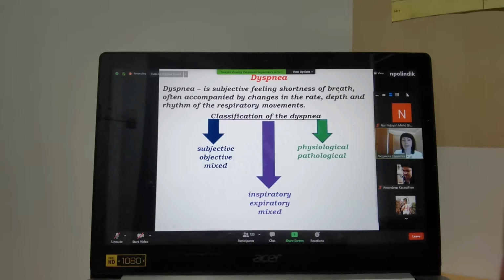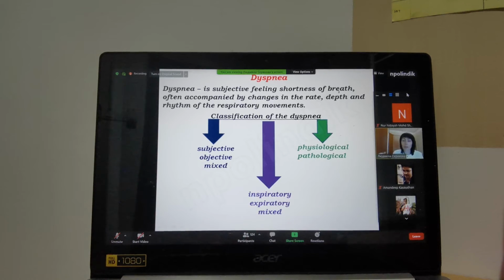The next complaint is dyspnea. What is this? What can patients feel? Patients feel shortness of breath, like disorders of breathing, and this condition can be accompanied by disorders of the rate, rhythm, and depth of respiration. Sometimes somebody can feel difficult inspiration or difficult expiration. According to classification, dyspnea may be physiological, pathological, subjective, objective, mixed, inspiratory, expiratory, mixed.